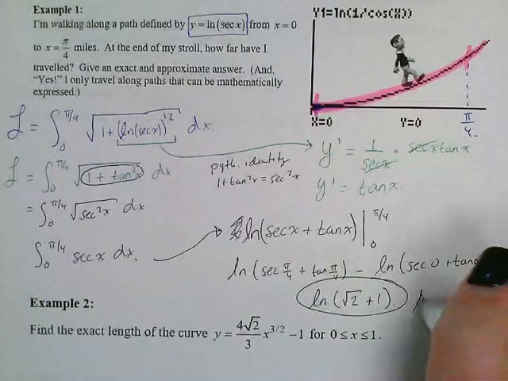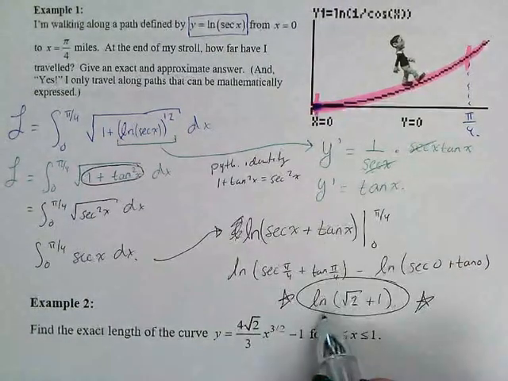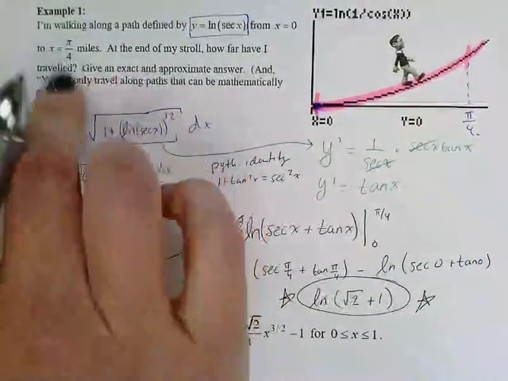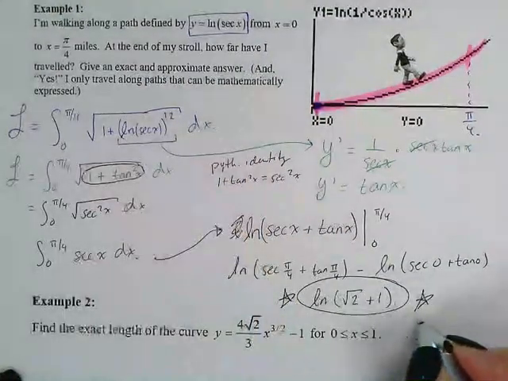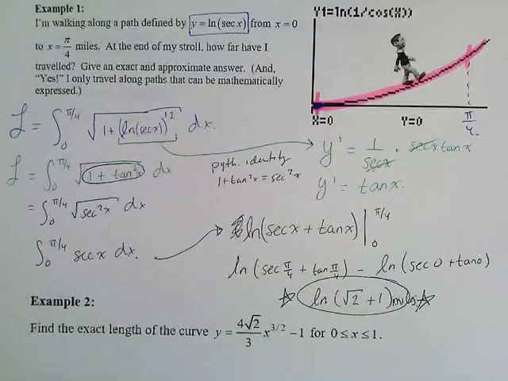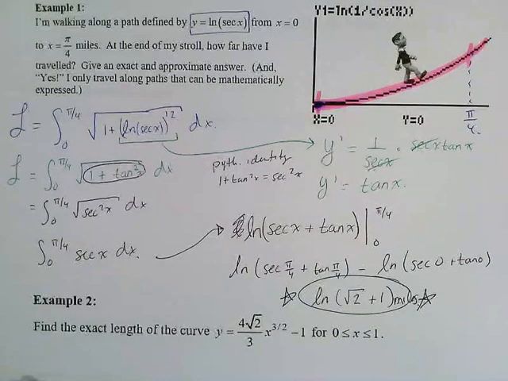And that's our answer. So what's the length of this curve? And of course, this is in miles, so we traveled this many miles. That's the length of that curve, ln of square root of 2 plus 1.